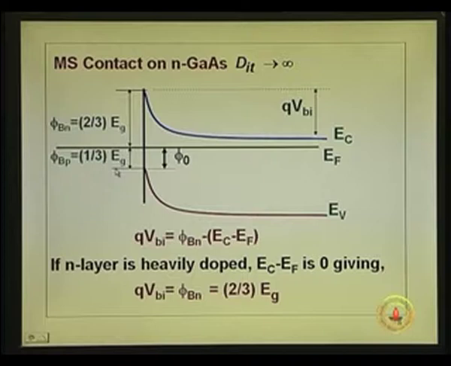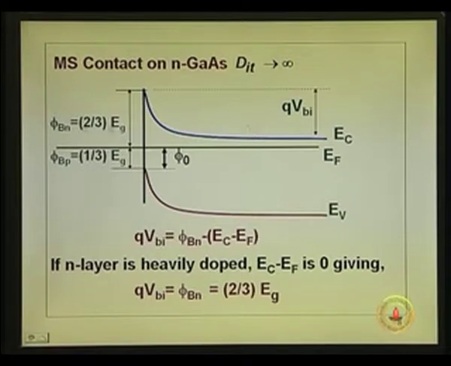Now, we have seen that if phi Bn is large, it turns out to be a rectifying contact. Now, here also we just see if this is 2/3 of Eg, or if this is phi Bn, the built-in potential here is equal to phi Bn minus this quantity Ec minus Ef, because after all the total quantity minus this quantity, these two is equal to QphiBI. So, that is that quantity. Now, suppose Ef merges with Ec, phi Bn becomes equal to QphiBI. That is incidental, I am just pointing out.